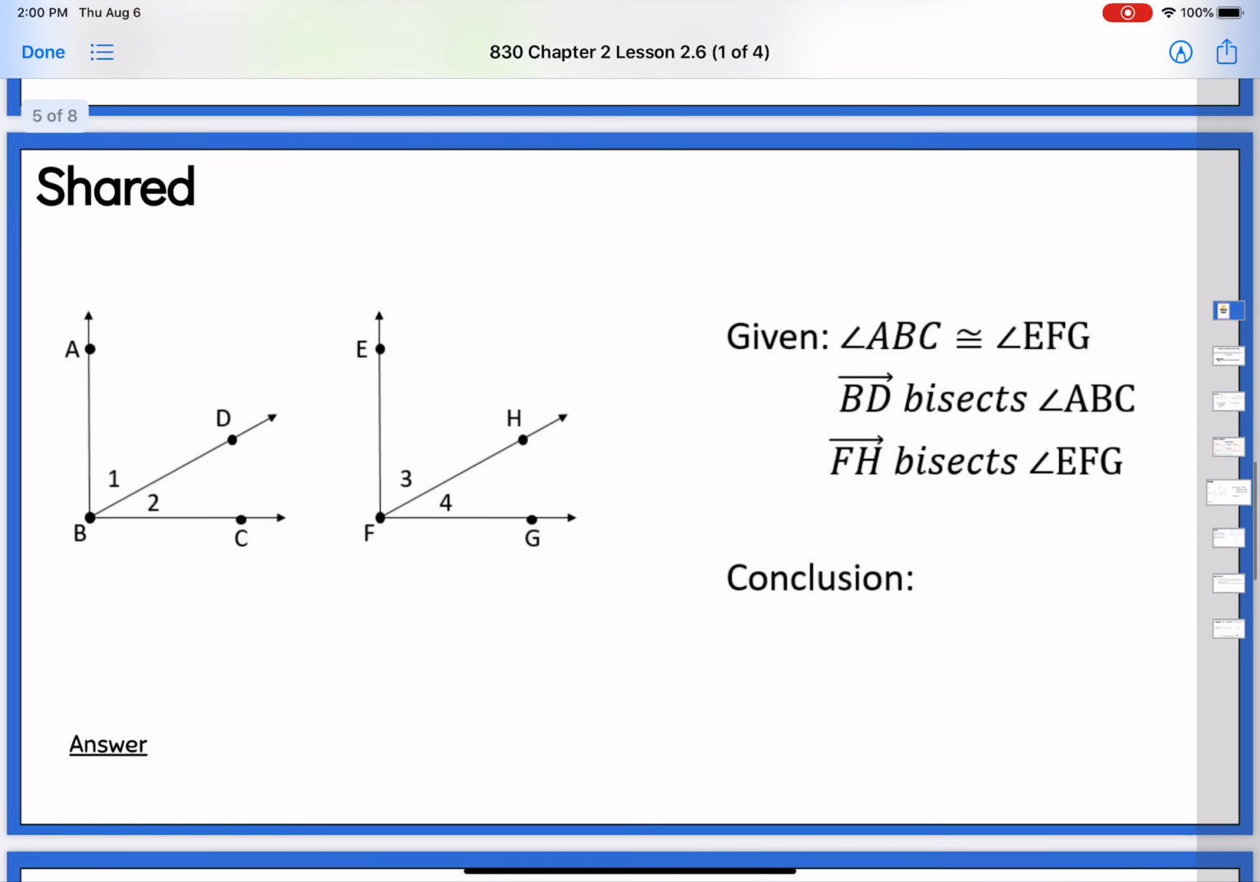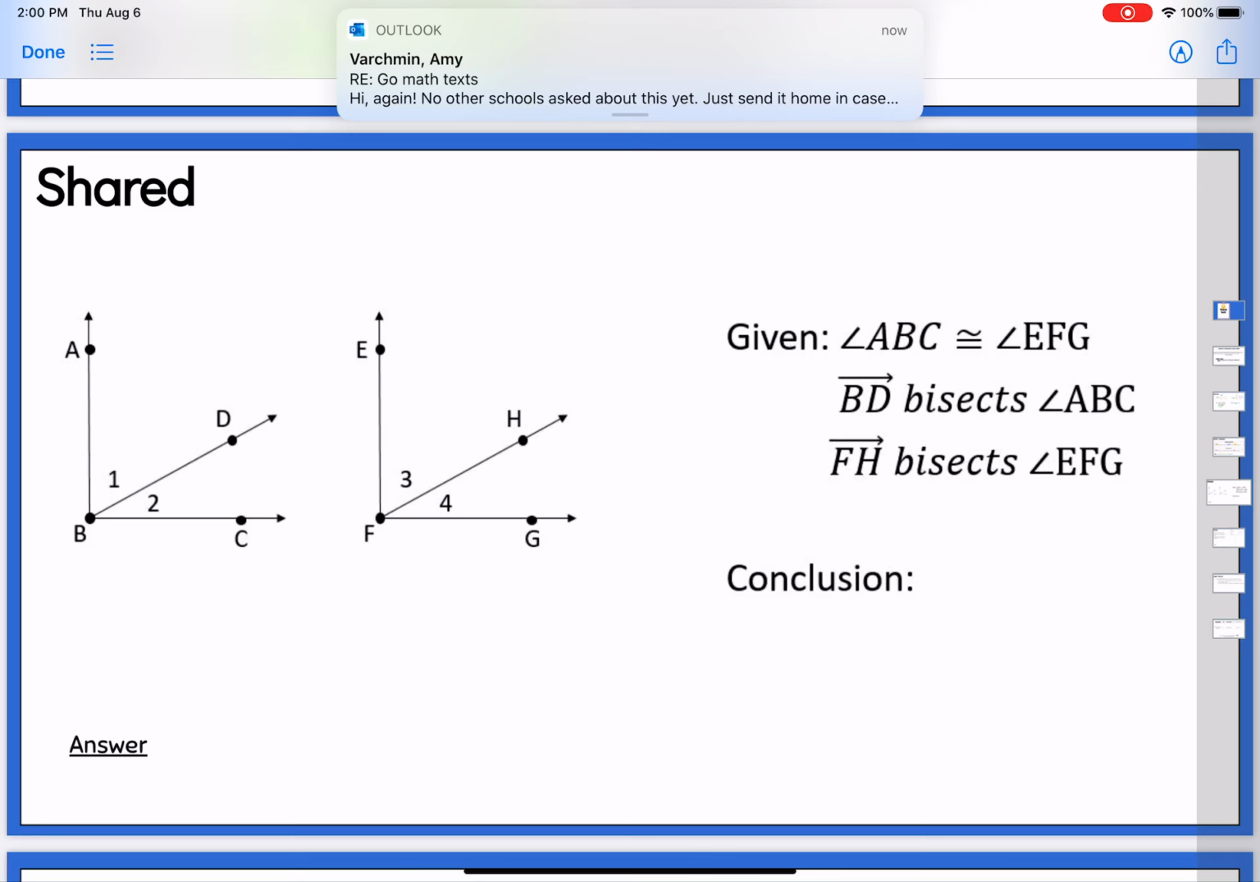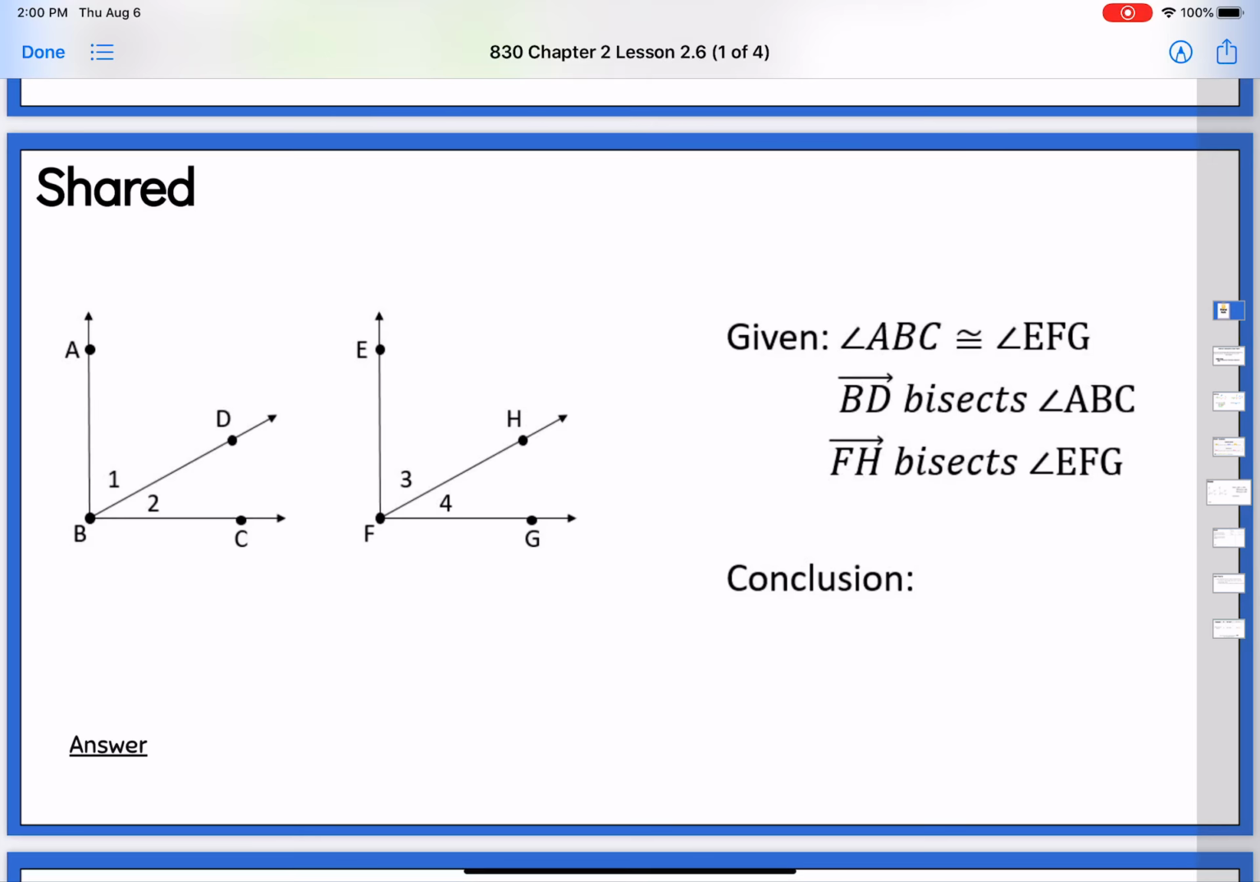So let's see a problem here. Here's a picture. You've got some angles going on. Notice you've got 4 angles marked with numbers: 1 and 2 over on angle ABC, and 3 and 4 over on angle EFG. That just helps you talk about them a little bit easier.